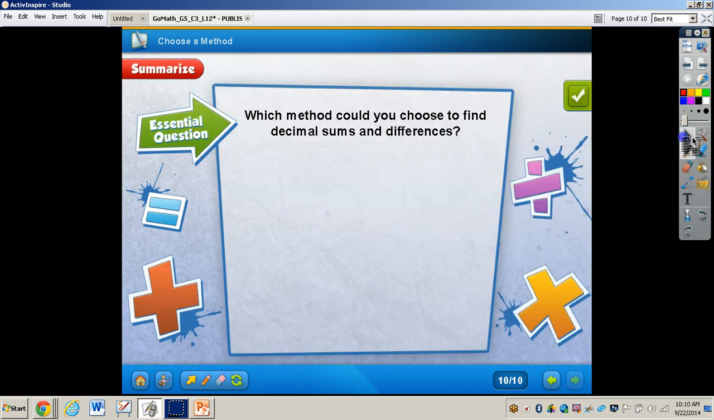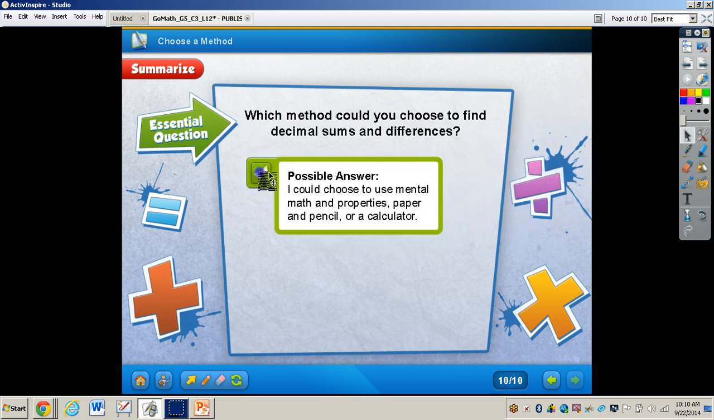And moving to the end of the video, which method could you choose to find decimal sums? So you could use mental math and properties, paper and pencil, or a calculator. So if you have any questions about choosing a method, please come and see me.